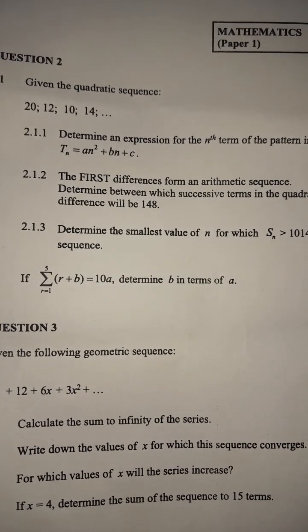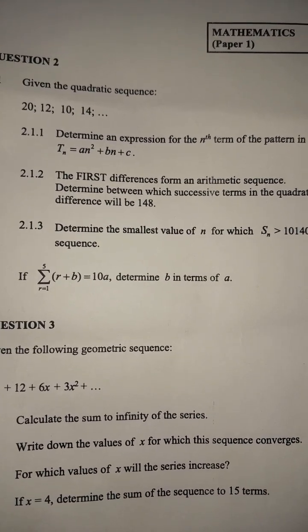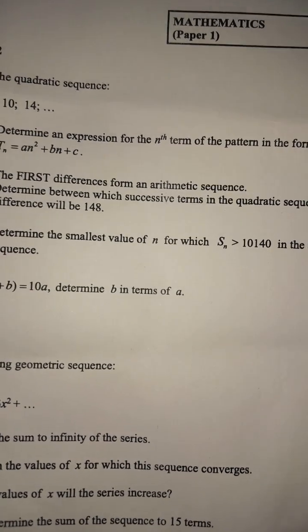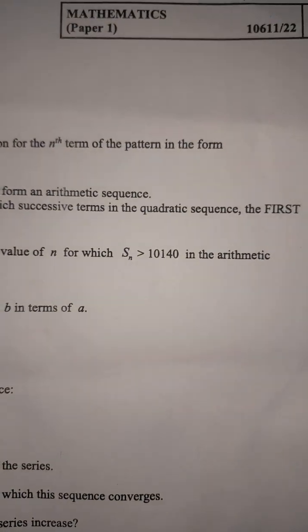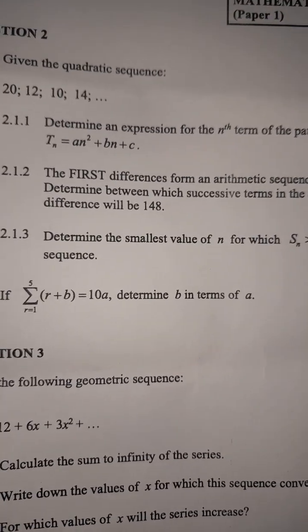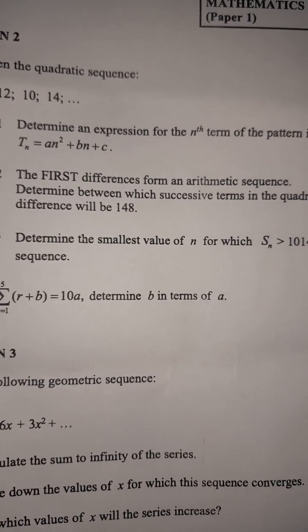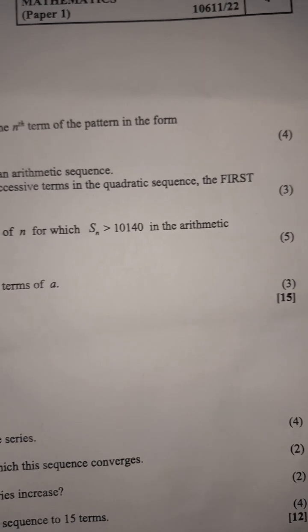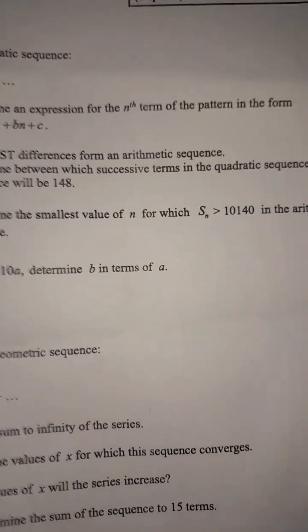20, 12, 10, 14. 2.1.1: determine an expression for the nth term of the pattern in the form Tn equals an squared plus bn plus c. How many marks is that? That's 4 marks. How do we tackle that, guys? Let me show you how we work with such a question.